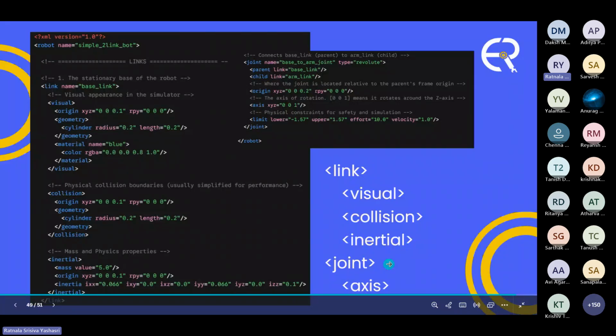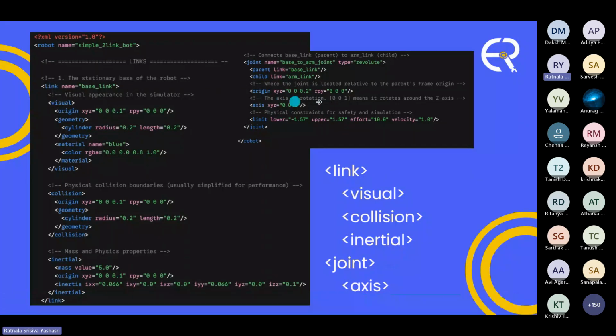Then we have a joint tag. You can see over here the origin and the axis. This is rotation about the z-axis, and also limits. The limits that you have set in your model appear here. So every single thing that we've learned today is all in this file, and it all connects.